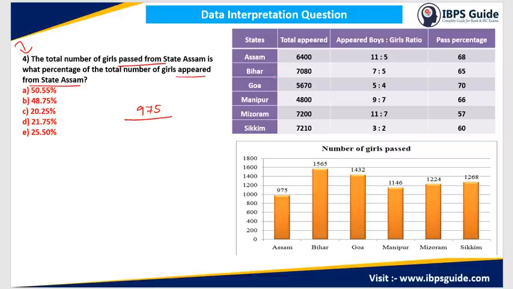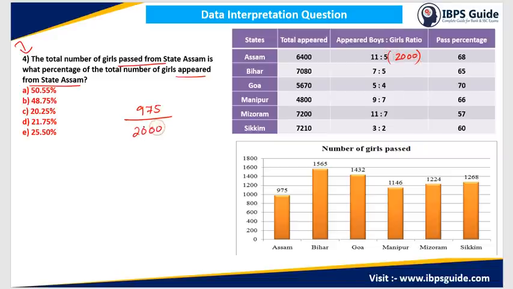Okay, और denominator में कितना आएगा, जितने girls आपके जो है पास हुए हैं, sorry appeared हुए हैं from Assam. So I can say that this is total 16 part. 16 part is 6400. So one part will be 400. 5 part will be 2000. So total girls who have appeared from Assam is 2000. So divide it by 2000.